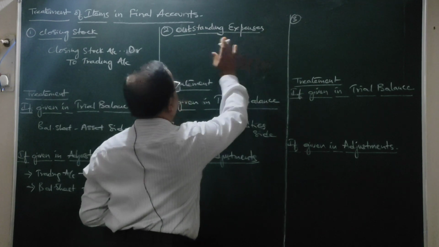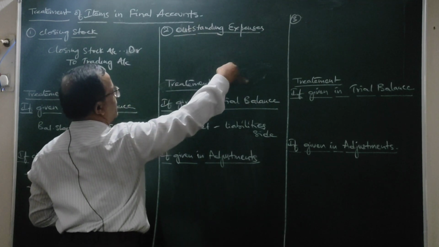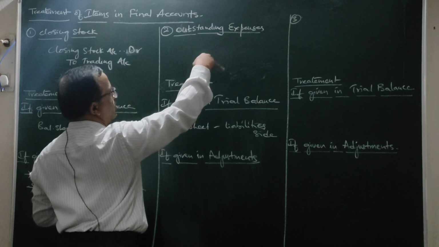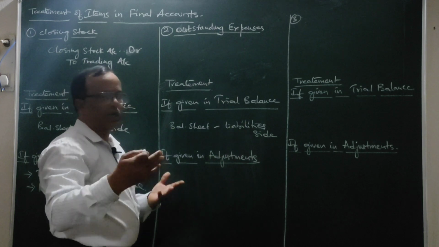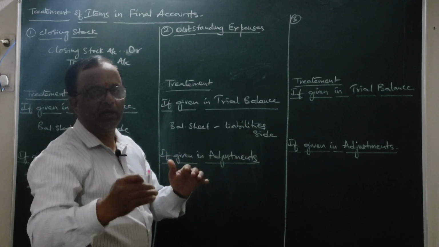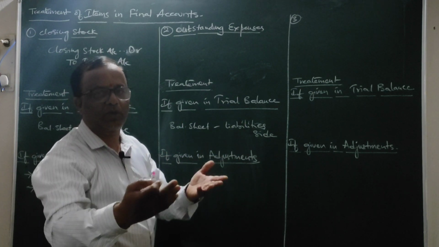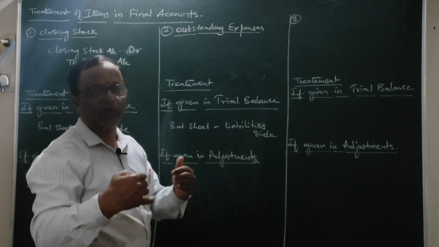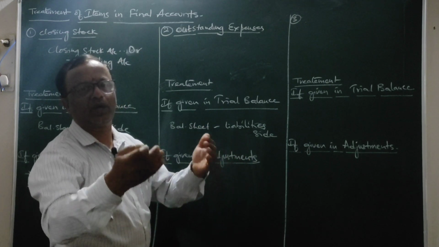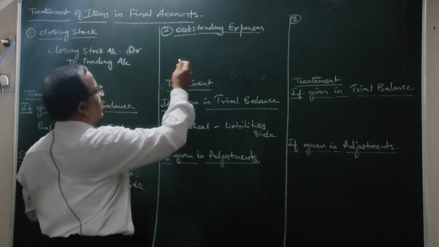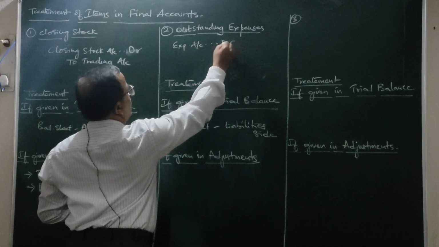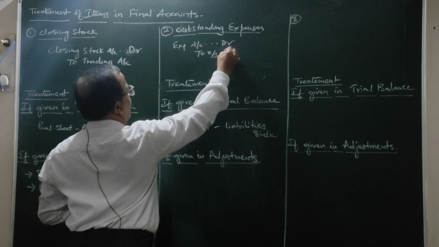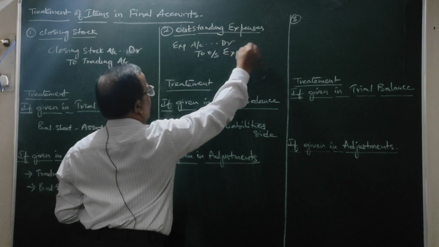So what we write here for any particular outstanding expense is a general entry, which is applicable to all outstanding expenses. Just like if outstanding rent is there, rent account debit to outstanding rent. If outstanding wages are there, wages account debit to outstanding wages. For outstanding salaries, salaries account debit to outstanding salary. So simply here you can say expense account debit to outstanding expense account. We can write it like this.